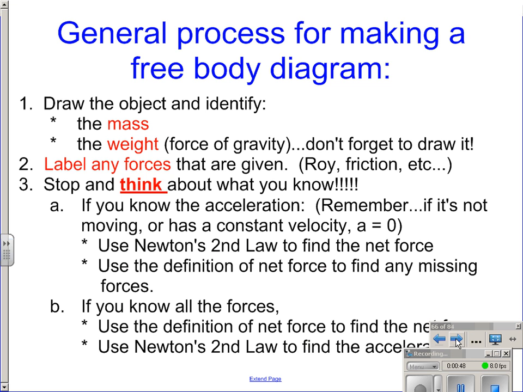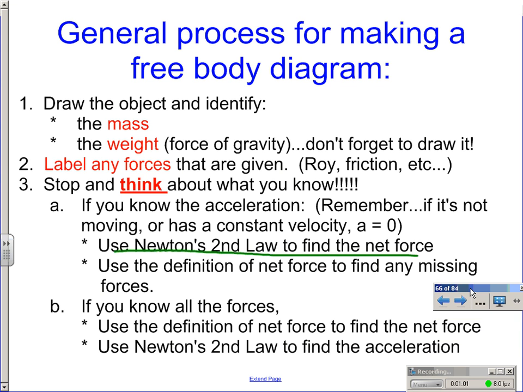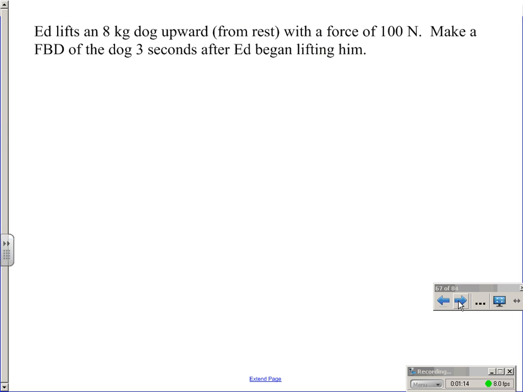Remember, if you know the acceleration, then you should use Newton's second law to find the net force, and then find any missing forces. If you know all the forces, then add up your forces to find the net force. And then once you've got that, work backwards and find your acceleration. You will see that in practice here in a few examples. So here we go. I'm going to do a few examples.